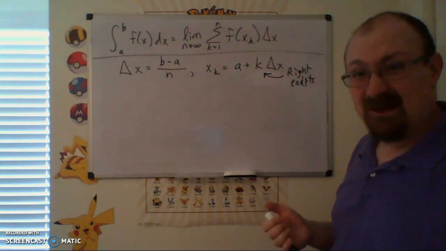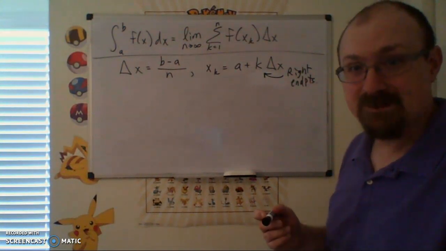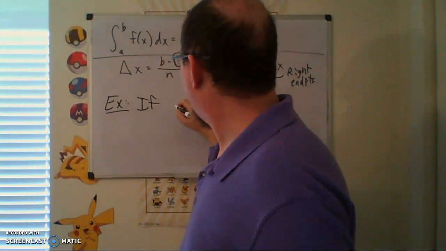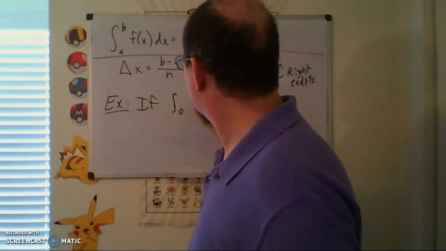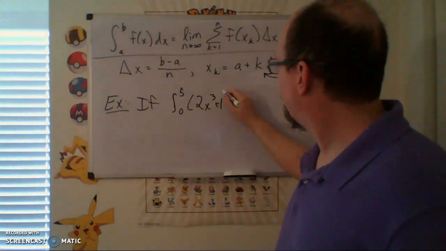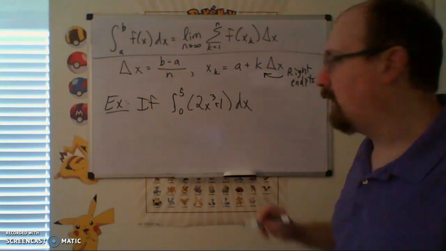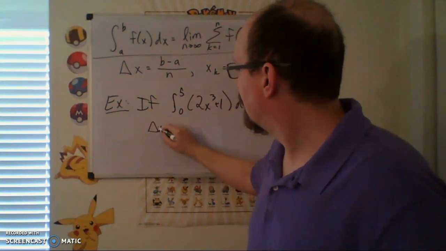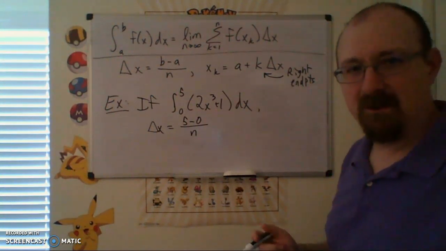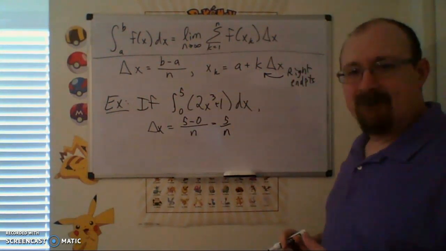Okay, so let's take a look at this in the context of our two examples that we've already looked at in terms of estimating integrals using Riemann sums. So we were looking at the definite integral from 0 to 5, and the function we were interested in was 2x cubed plus 1. I'm going to work out my delta x, which isn't too tough here because one of the endpoints is 0, so it just goes away. So 5 over n.